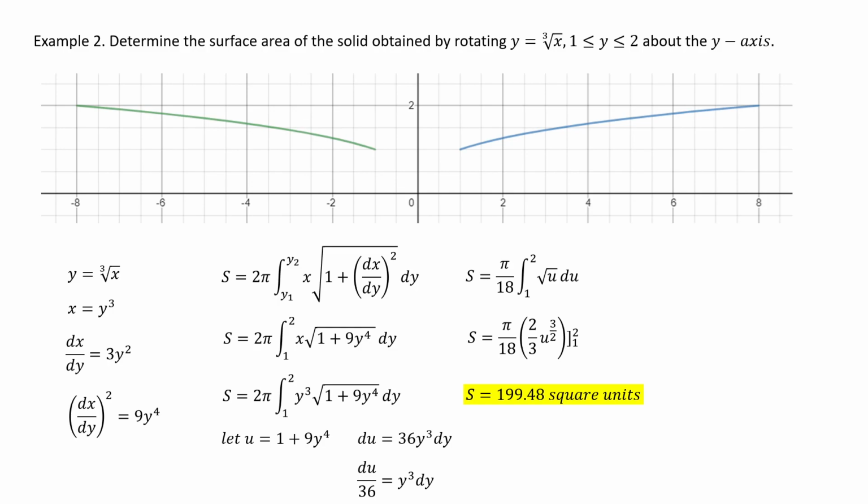Okay, so questions or clarifications regarding the topic?